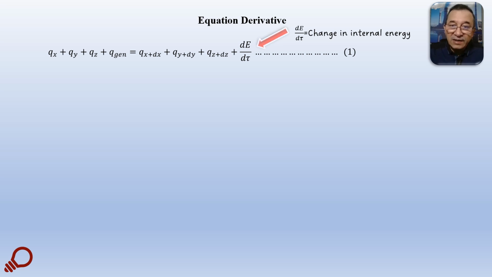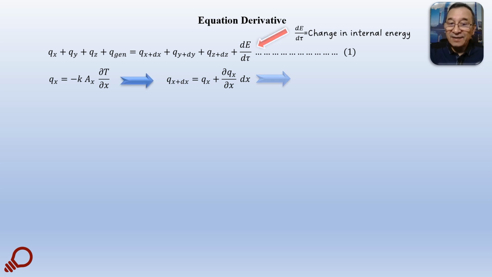So let us substitute the values of these elements of Q in the form. We have Q sub x equal to minus K A sub x partial T with respect to x, and we have studied that in the previous episodes. And we have Q sub x plus dx equal to Q sub x plus partial Q sub x by partial x times dx.